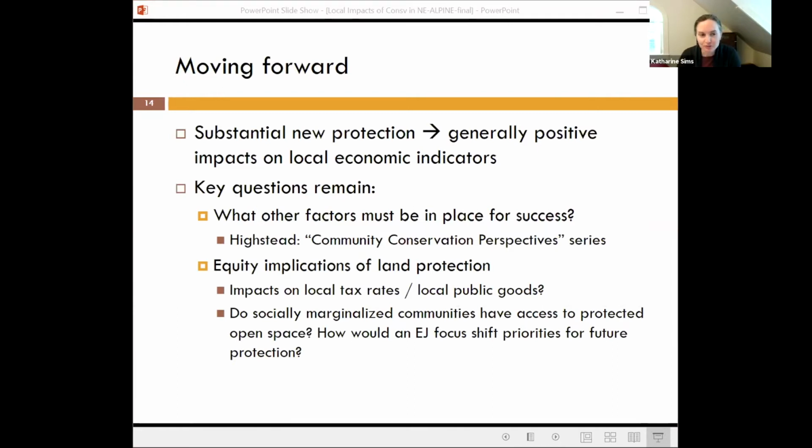Okay, so we saw from this analysis that substantial new land protection in the region had, on average, net positive impacts. That seems to be good news, but there's still a lot that could be learned. First, what are the local factors that must be in place for towns to capture value from land protection? And here I want to recommend and highlight the case studies from the Highstead Foundation that have been put out by them this fall. This series includes Bethel and Grand Lake Stream, Maine, and Stamford, Connecticut, with ongoing work on East Hampton, Mass, and Derry, New Hampshire.